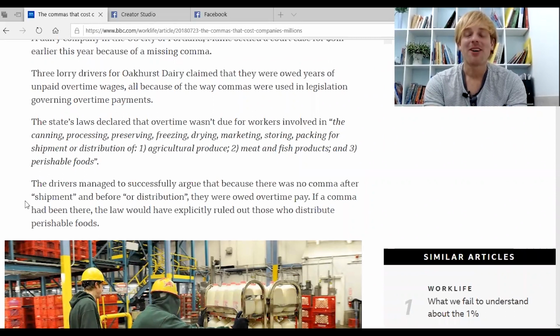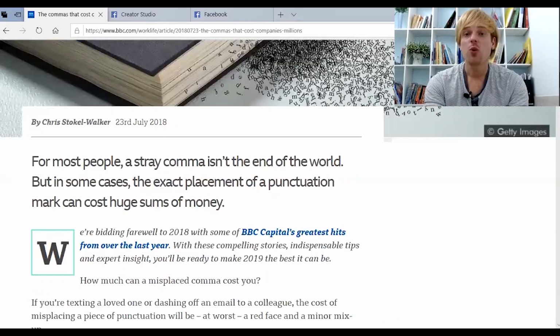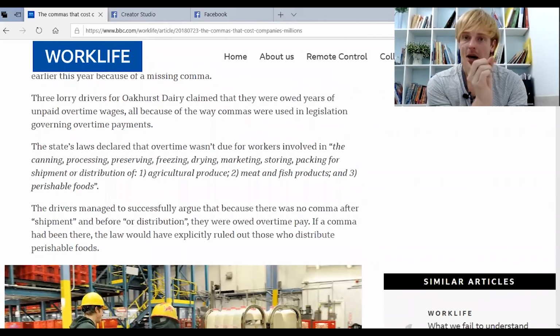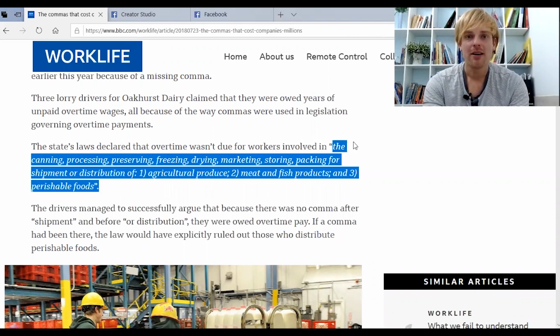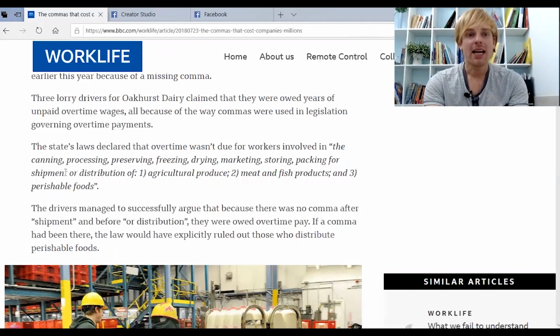Let's take a break from grammar to show you an example. This is, I feel, a very interesting story. It's about a law, and because there was one mistake with a comma, the company lost millions of dollars. So I wanted to show you this right here. This is the list of people who are paid overtime, paid extra money. These are the categories of workers. Now, right here, shipment or distribution. They did not put a comma.